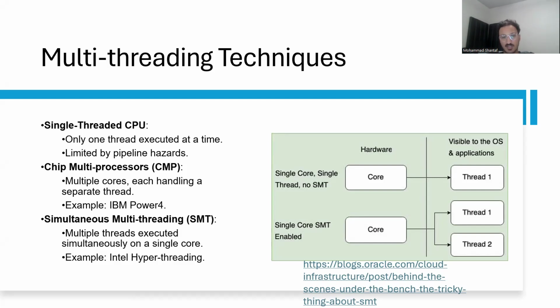Over here we have a diagram showing the difference between them. Just like we said, a single core has only one thread, directly, with no multiple threads. However, a single core with simultaneous multi-threading goes from one core to two threads.